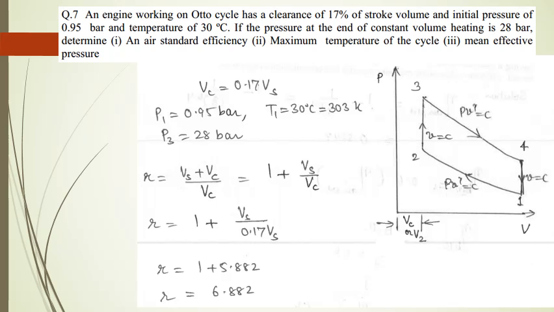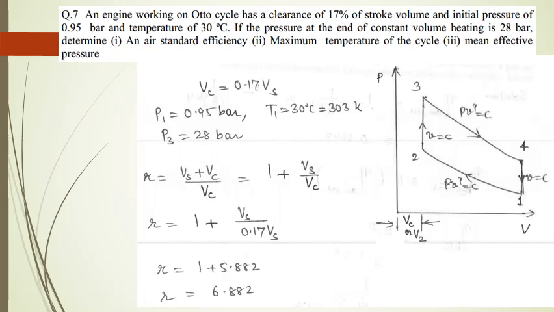An engine working on Otto cycle has clearance of 17% of stroke volume, an initial pressure of 0.95 bar and temperature of 30 degrees Celsius. If the pressure at the end of constant volume heating is 28 bar, determine the air standard efficiency, maximum temperature of the cycle, and mean effective pressure.